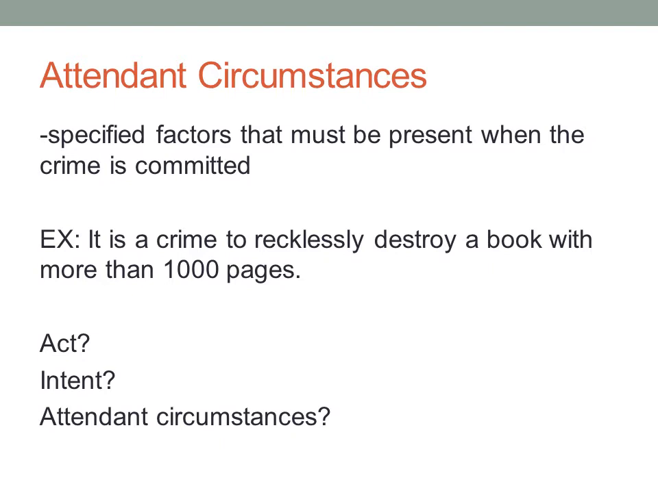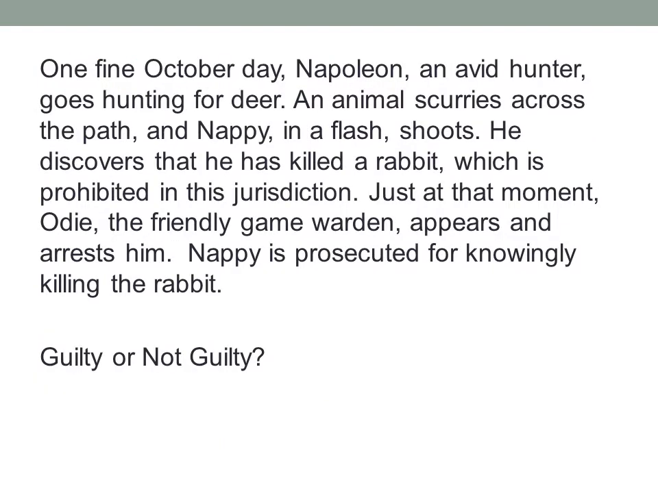I think we are going to move on to this example. Actually, this is a nice example to go over all of our intents here and all our states of mind before we get into some other elements that might exist. So one fine October day, Napoleon, an avid hunter, goes hunting for deer. An animal scurries across the path, and Nappy, in a flash, shoots. He discovers that he has killed a rabbit, which is prohibited in the jurisdiction. Just at that moment, Odie, a friendly game warden, appears and arrests him.